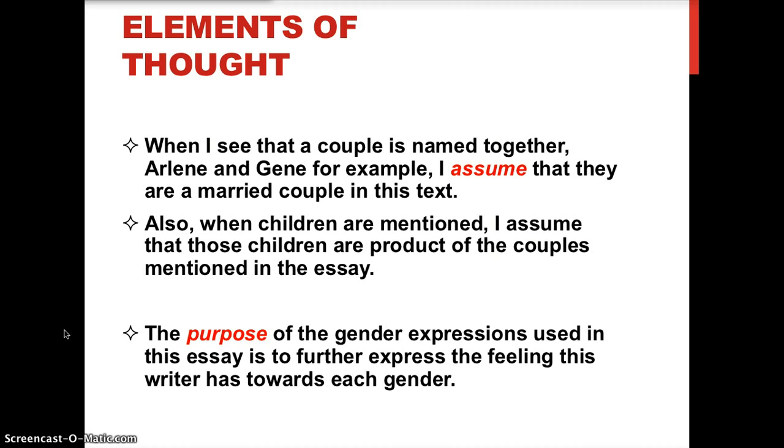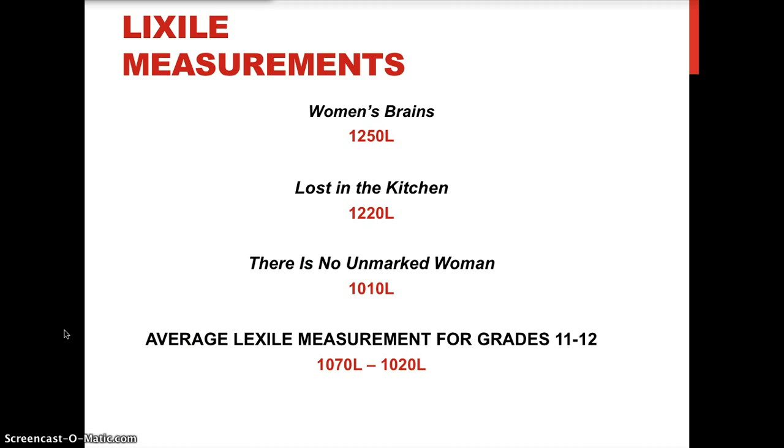Okay, so moving on here, Lexile measurements. Woman's Brains, 1250 Lexile. Lost in the Kitchen, 1220 Lexile. There Is No Unmarked Woman, 1010 Lexile. Just to compare the average Lexile measurement for grades 11 through 12, the low average is 1070 Lexile, and the high is 1020. So really, it met the Lexile measurement average pretty well.